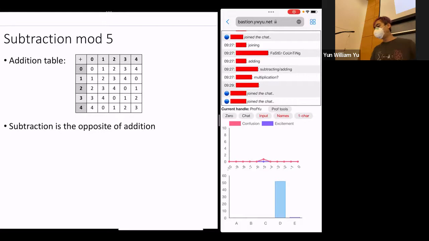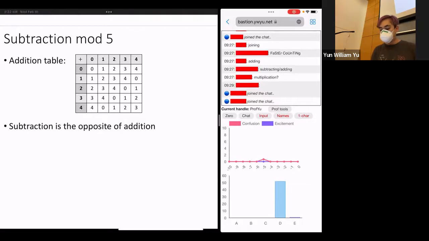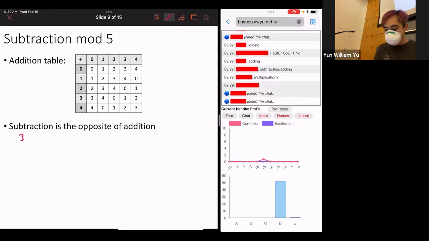So there are several different equivalent ways of thinking about this. One way is that if you know 3 plus 4 is equivalent to 2 mod 5, well, then you want it to be the reverse, right? So you want 2 minus 4 to be equivalent to 3 mod 5. You're just taking the reverse of it. We know that 3 plus 4 is equal to 2, which means that 2 minus 4 ought to be equal to 3. Now, this probably looks a little odd, right? Why is 2 minus 4 equal to 3?